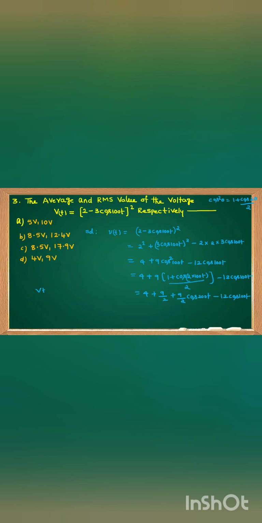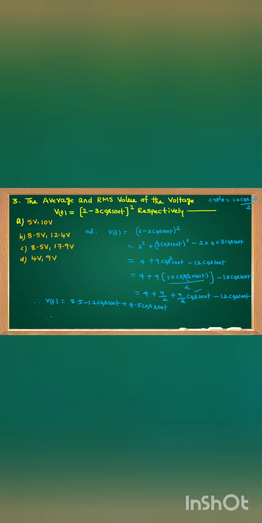From this, what is v(t)? 4 plus 9/2: 8 plus 9 is 17, 17/2 is 8.5, so 4.5 is the coefficient. Writing v(t) = 8.5 − 12 cos 100t + 4.5 cos 200t. The frequencies are unequal, right? So we can directly apply the formula.